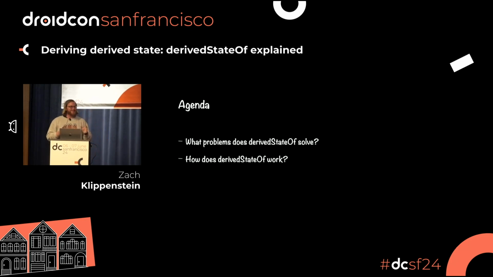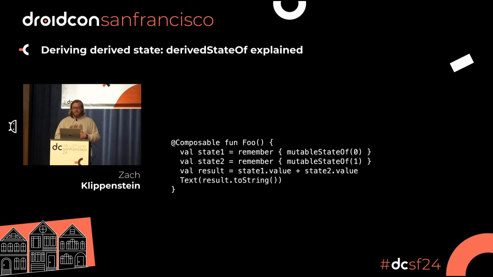All right. So the goal of this talk, for real, is to give you enough of an idea about how derivedStateOf works to help you know when you should use it and help you reason through some of the performance implications. So let's get started and look at some problems that derivedStateOf solves.